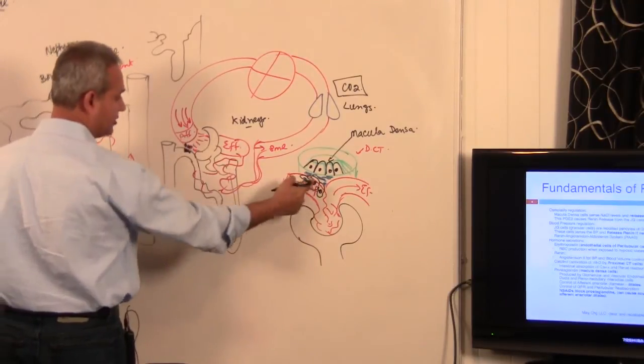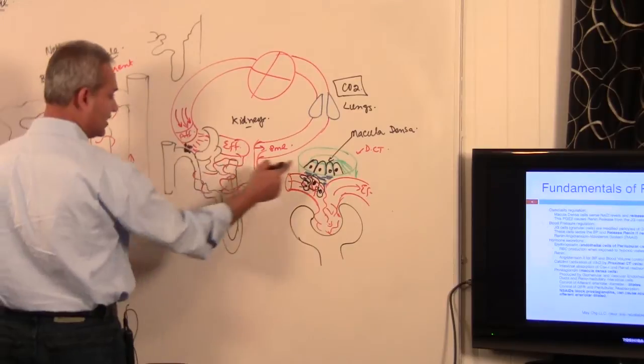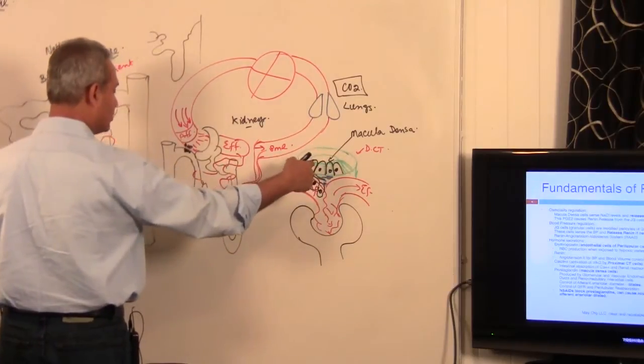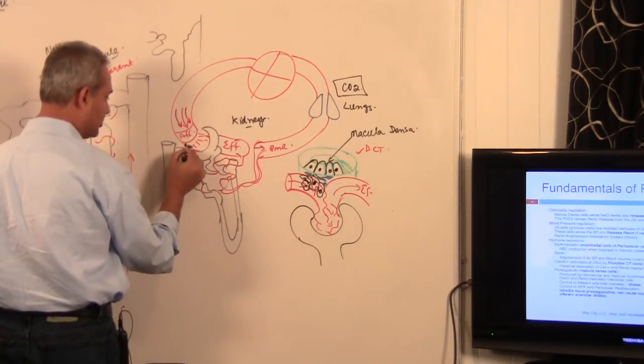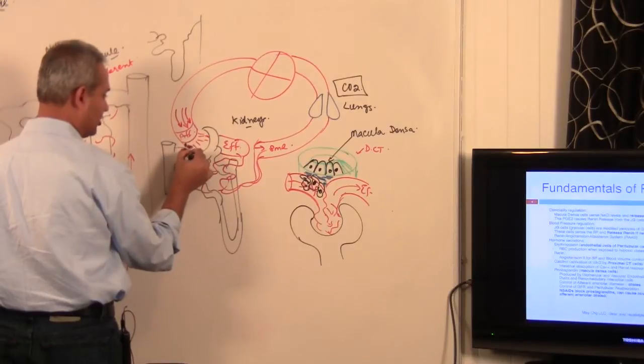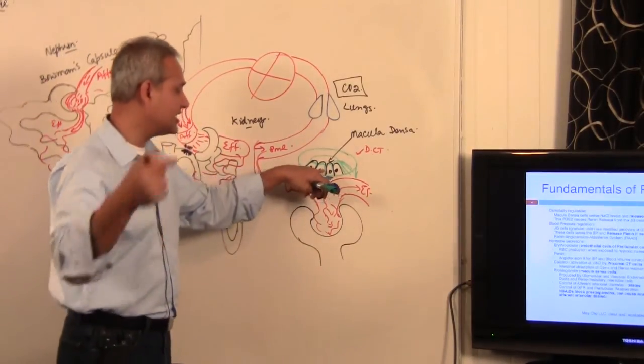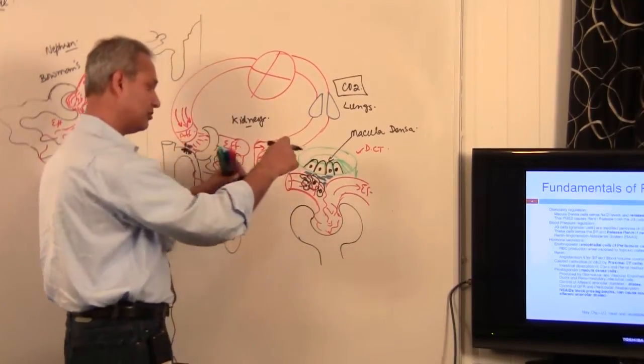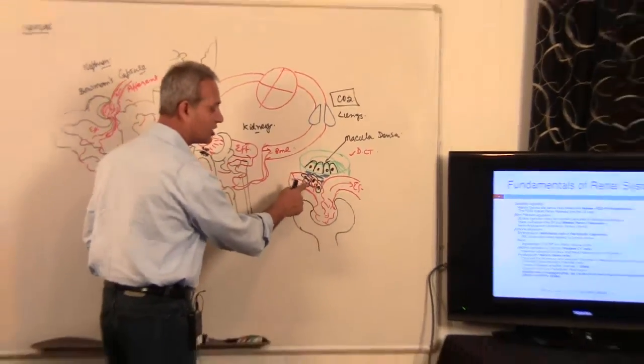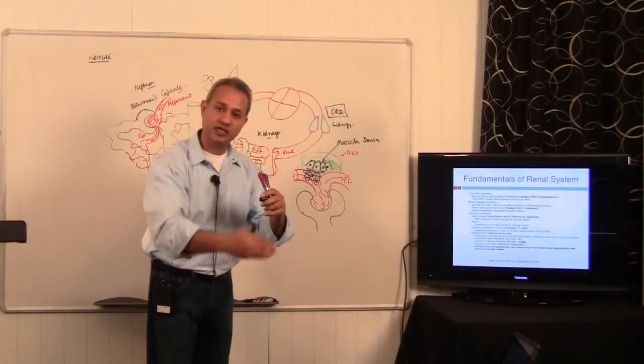Afferent arteriole, pericytes, and then the distal convoluted tubule, and the cells of the distal convoluted tubule. The only difference is here we are talking about the cells of the distal convoluted tubule wall. Here we are talking about the cells which are surrounding the arterioles.